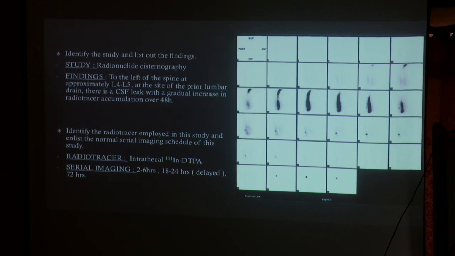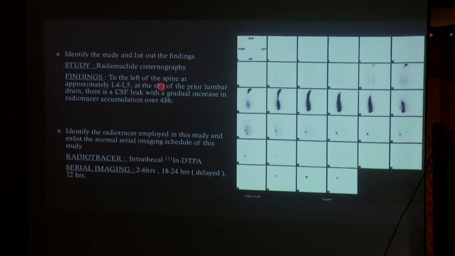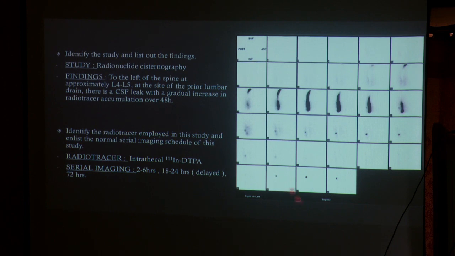These are serial images which are taken over specific timings: over 2 to 6 hours, 12 hours, and 24 hours. As it moves, this is the spine, the spinal subarachnoid space, which is seen taking up the radiotracer activity. In the delayed images, there is still a small dot that you see over here. This is because of a CSF leak that is present. So the finding here is that at the level of the previous lumbar puncture drain, there is a CSF leak which is picked up in the delayed images.